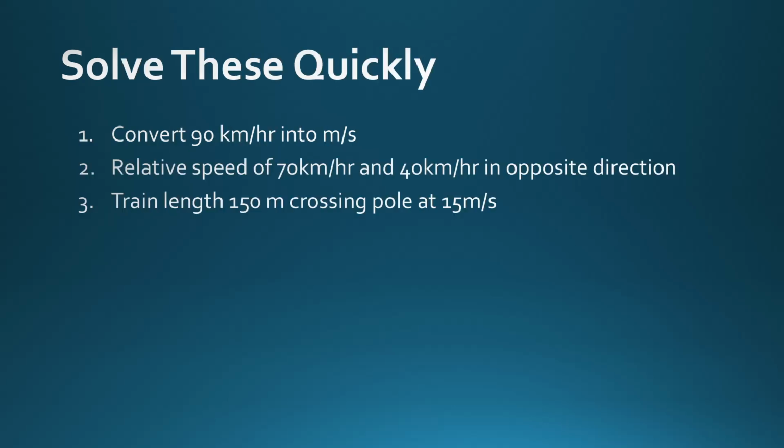Now I'll give you a few questions. Pause the slide and solve these quickly. Convert 90 km per hour into meter per second. Relative speed of 70 km per hour and 40 km per hour in opposite direction. Train length 150 meter crossing pole at 15 meter per second. So quickly solve these questions. I'll give the solution in the next slide.